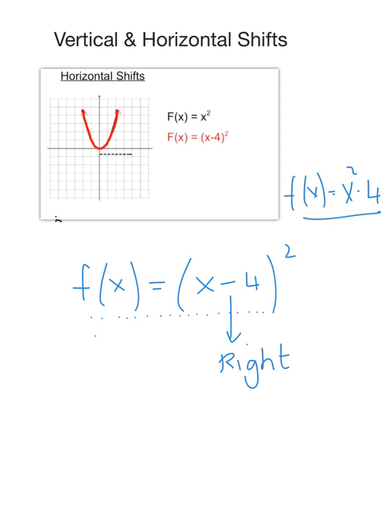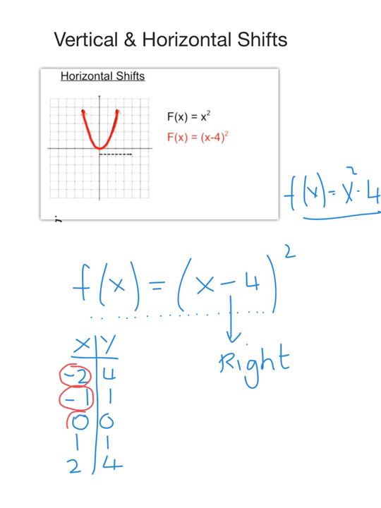What happens is all the x values that we had for the original graph, negative 2, 4, negative 1, 1, 0, 0, 1, 1, and 2, 4, they are all the original graph points for f of x equals x squared. Now when we shift to the right, every x value will get shifted 4 units to the right. And we will end up with a set of values now for this new graph.